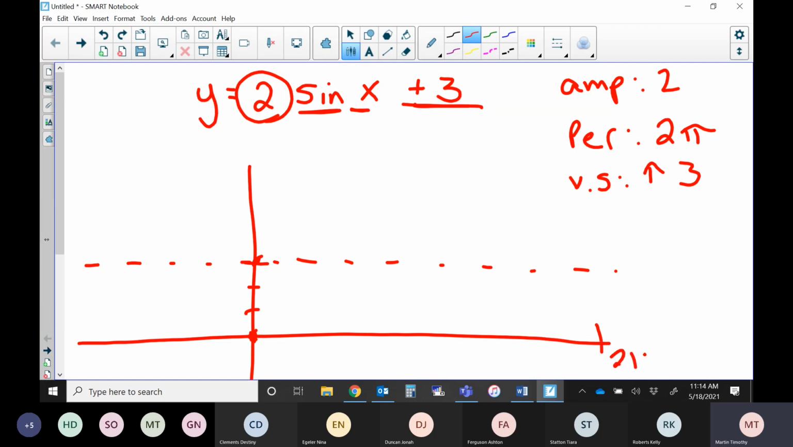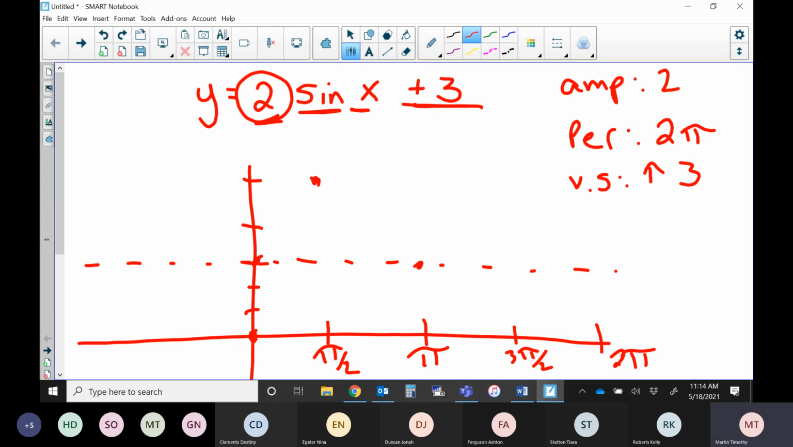And then when I go over, normally this completes a full cycle in 2 pi, which means half of that would be pi, which is where the full up would be completed. This would be pi over 2. This would be 3 pi over 2. So normally this would only go up 1, but since I'm amplified, it's going to go up 2. So that's where this is going to go.